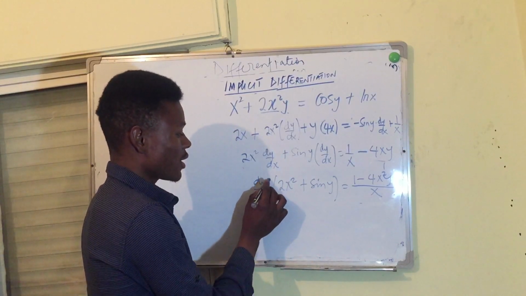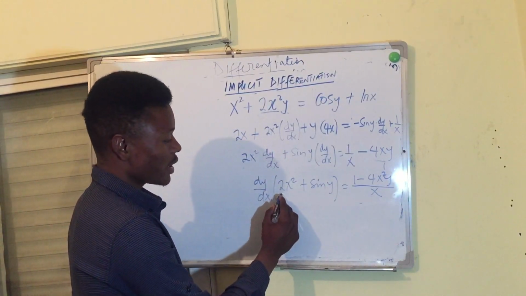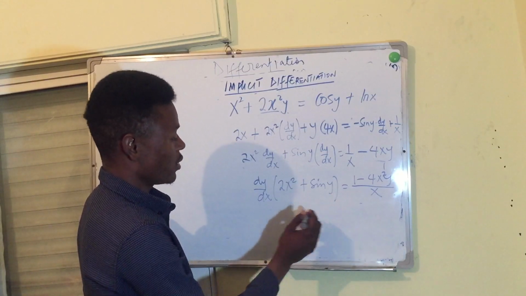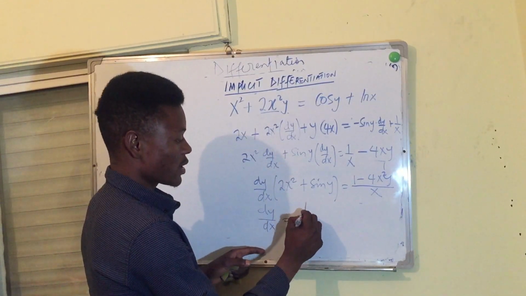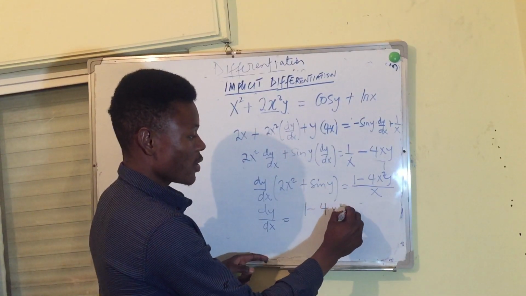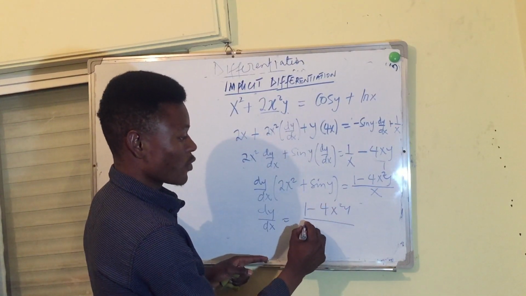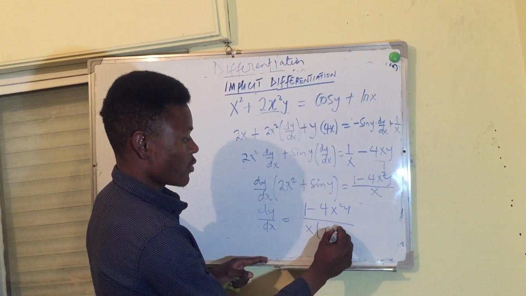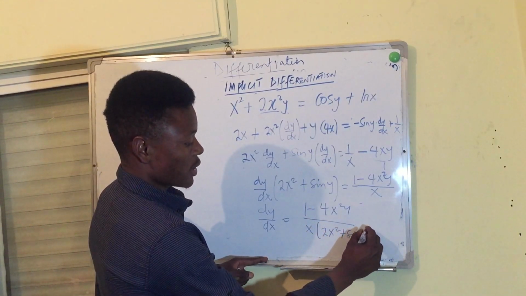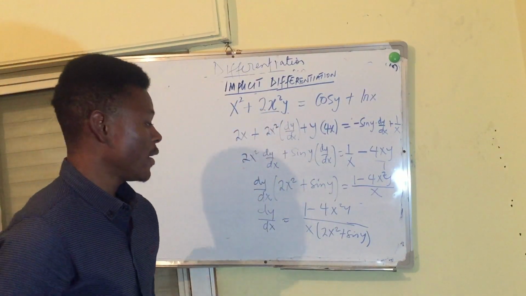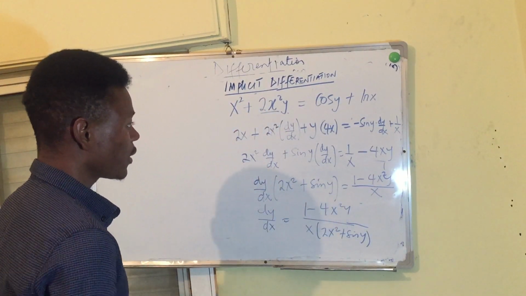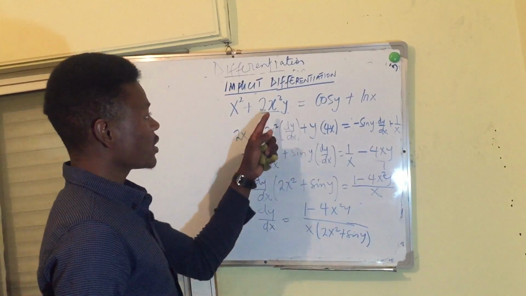So yanzu now ka gano dy dx in da muke so dai still zaka dividing by 2x square plus sin y. So dy dx, if you divide both sides by waɗannan zai kasance 1 minus 4x square y divide by, already muna da x, so this is 2x plus sin y. This is the derivative of one function then. Again, kun gani nan product rule muka yi.